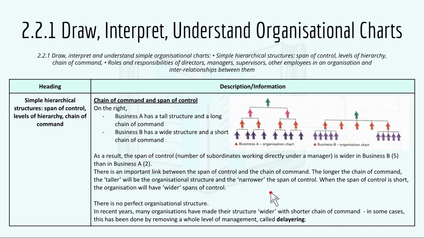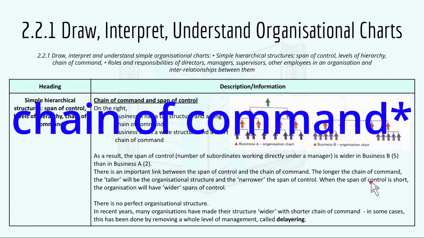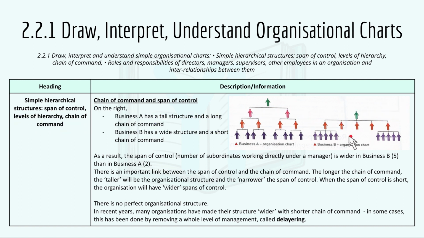There's an important link between the span of control and the chain of command. The longer the chain of command, the taller the organizational structure will be, and the narrower the span of control. And when the chain of command from the top to bottom is short, then the organization will have a wider span of control. And there's no perfect organizational structure, but in recent years, many organizations have made their structure wider with a shorter chain of command. And in some cases, this has been done by removing a whole level of management, called delayering.